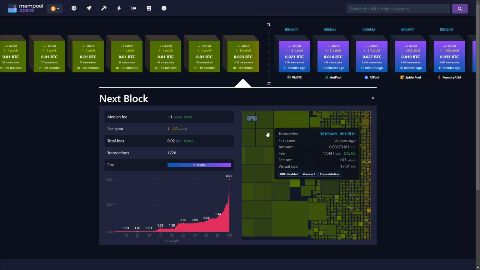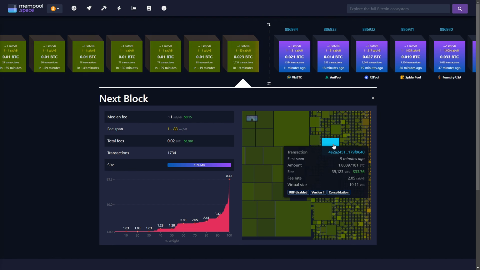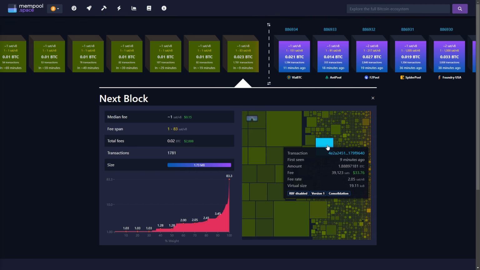If you highlight over these transactions, you can see how much Bitcoin is being moved. So for this specific transaction, you can see that there's 1.8 BTC being transferred for a fee of 39,000 sats, or $34. So yeah, this specific transaction costs about $34 to move.